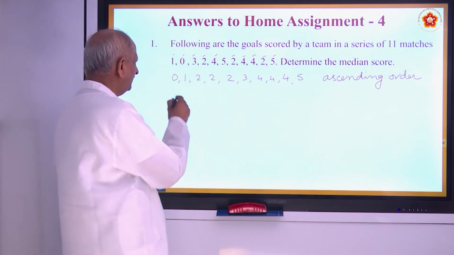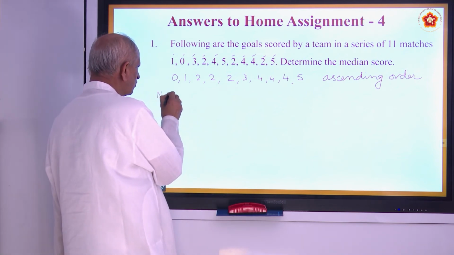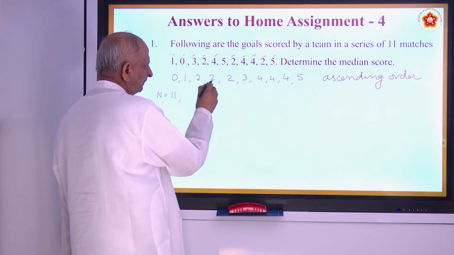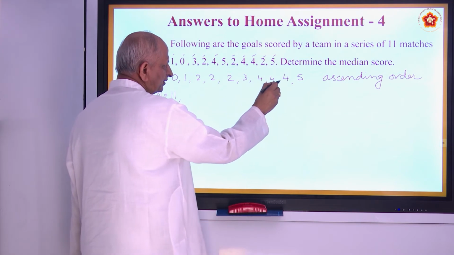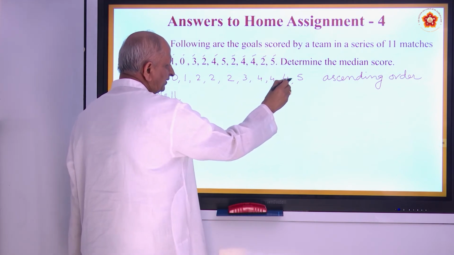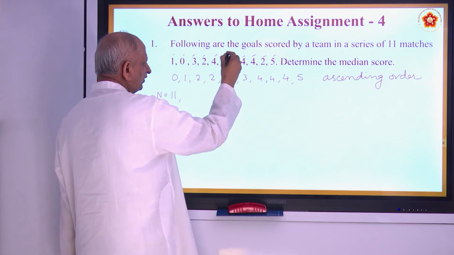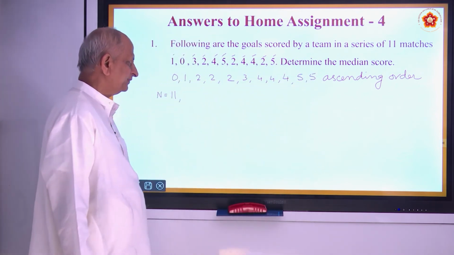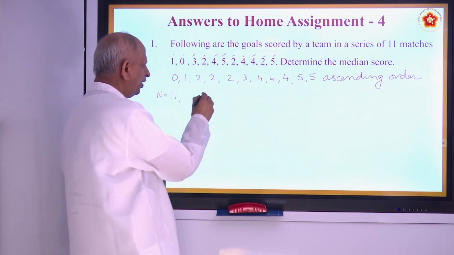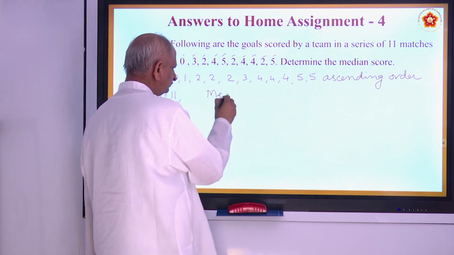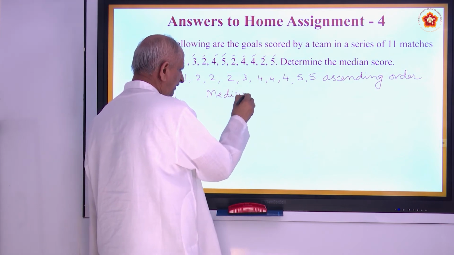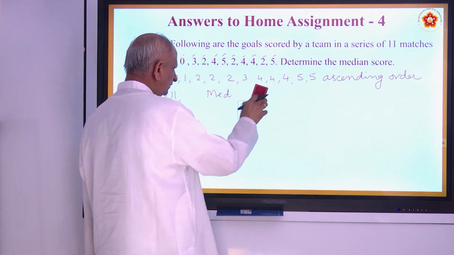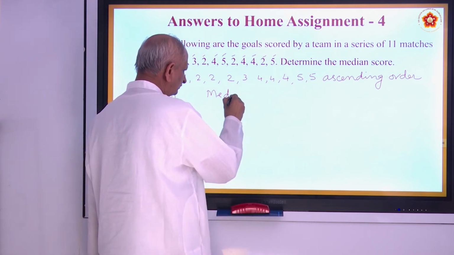Now, how many are there? Here n is equal to 11. 3 plus 3, 6. 3, 9, 10. So 2 fives are there. So we have 11 numbers. And what is the median now? In case of odd numbers, median will be the middlemost number.